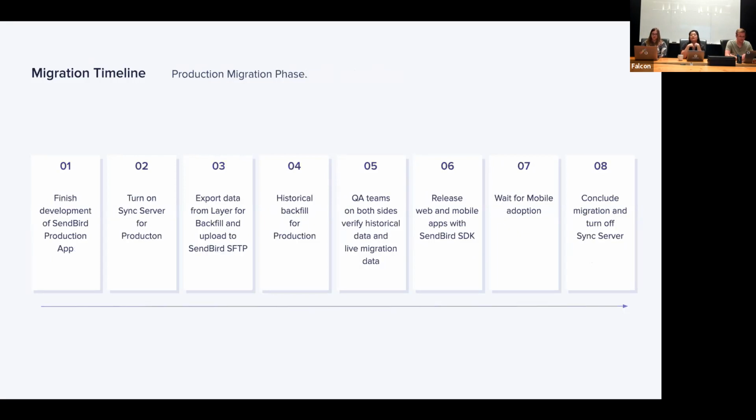Then we move into the production phase. So at this time, when the production phase starts, this is where we're going to finish the development of the SendBird production application with your technical team. This gives us an opportunity to QA with you during this process. So the next part is to turn on the sync server for production. Actually, this step, you can do at the same time as you turn on the sync server for your staging environment. It will just be a one-way sync from Layer to SendBird until your application is released with the SendBird SDK inside.